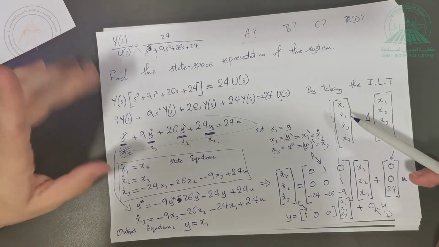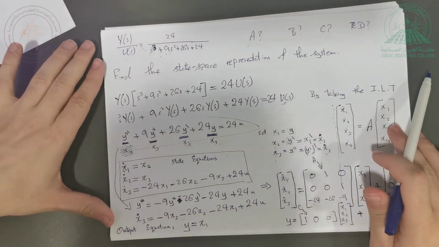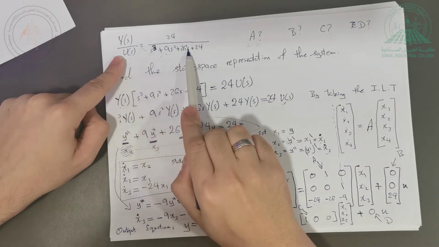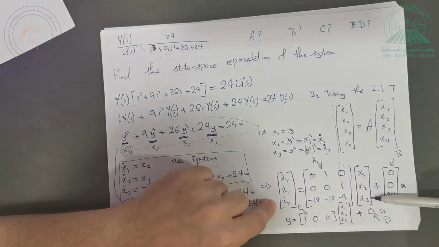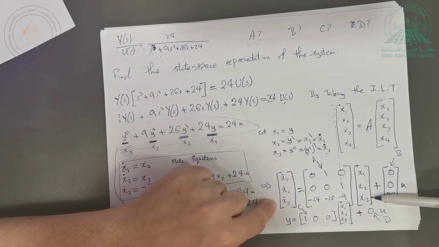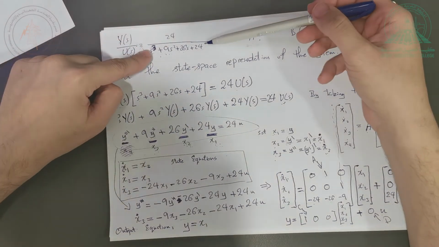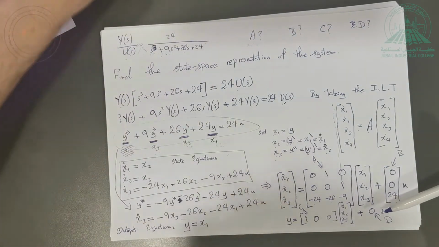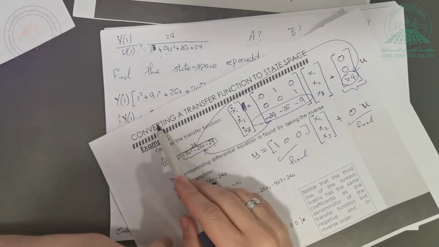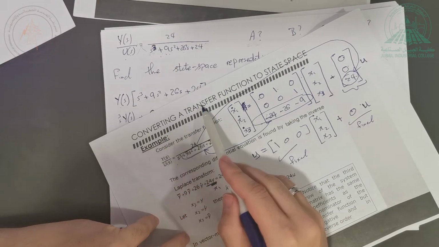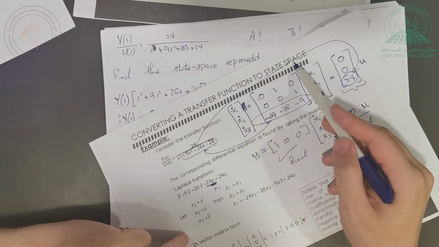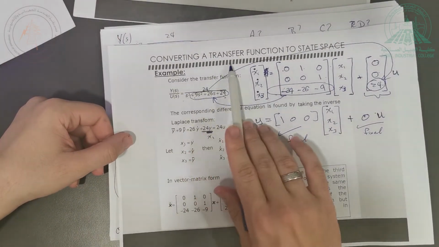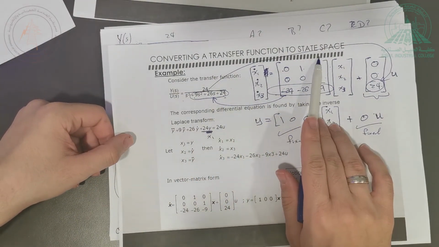The first operation that we have learned so far in this lecture is, if I have the transfer function, how can I get the ABCD matrices? How do I get the state space representation? So we are moving from the transfer function to state space representation, right? So this is the topic of this part: converting a transfer function to state space. This is what we did right now.